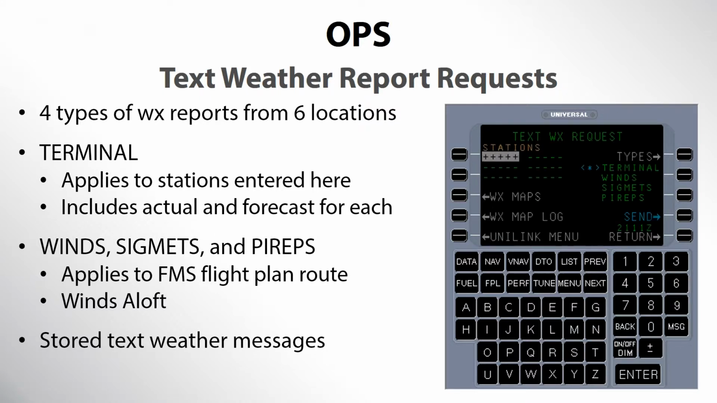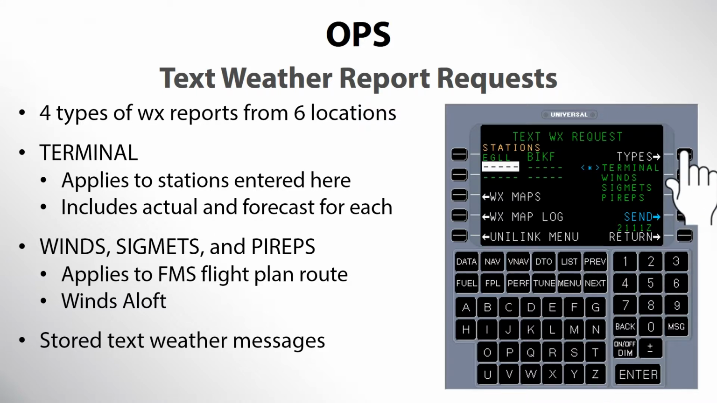To request text weather, press Text Weather on Ops Page 1. On the Text Weather Request page, you can enter up to 6 reporting stations. The first station will default to the FMS Destination Airport identifier. When exiting this page, all stations entered are cleared.